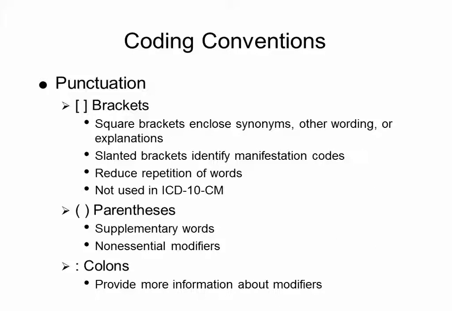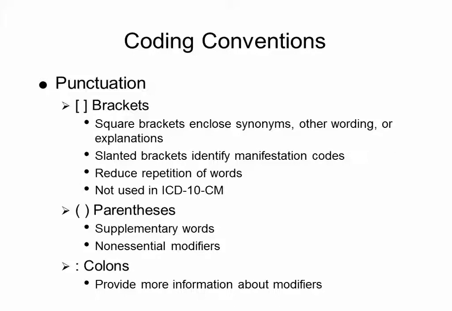All right. Brackets, punctuation. This is another coding convention. Brackets come in two different representations. We have square brackets, which are the straight up and down like this. Those are our straight up and down brackets. We call those square. Those will enclose synonyms, any additional wording or explanations that might help you decide that, yep, this is in the right place. Okay, you are right.